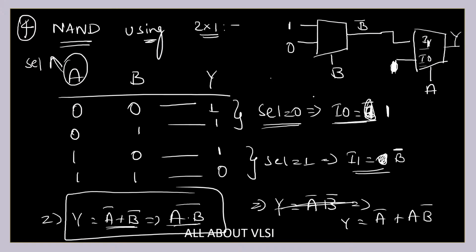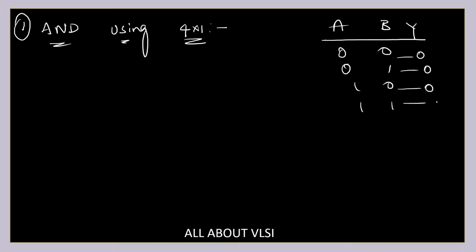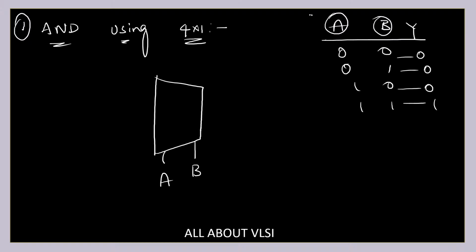Okay. Now, let's say suppose I want to implement an AND gate using 4 cross 1 mux, then how are we going to implement it? Let us see. Let's say I'm going to have the AND gate truth table again, A, B, Y: 0, 0, 0, 1, 1, 0, 1. It is 0, 0, 0, and 1. I'm going to have a 4 cross 1 mux over here, where for select lines I'm going to connect A and B, where S1 is equal to A and S0 is equal to B.